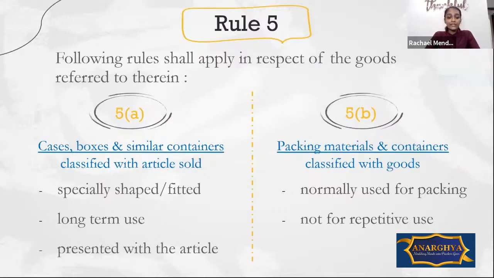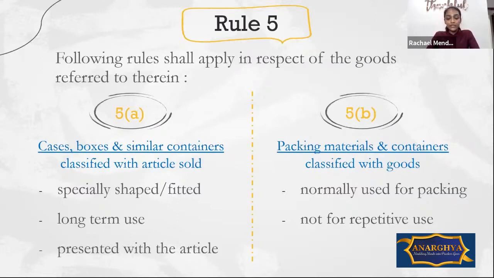Coming to Rule 5, it is again divided into two parts. Rule 5A is concerned with cases, boxes, and similar containers. Here you can take examples of camera cases and musical instrument cases. A camera case has been specifically manufactured to fit the camera. It is going to be used over a long period of time, and it is sold with the camera. So the camera case satisfies all the conditions of Rule 5A. Rule 5A says you need to classify this camera case as a camera, that is, as the product with which it is being sold.